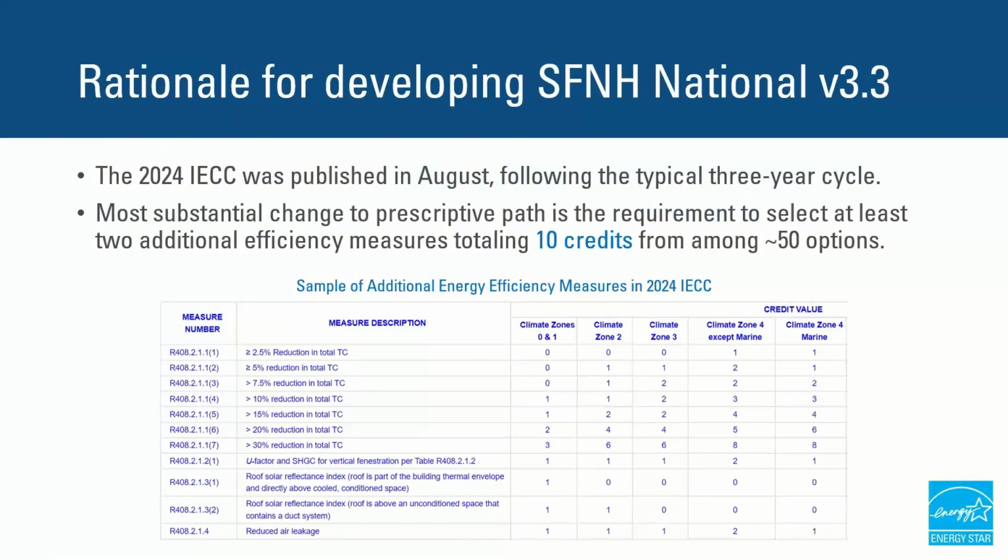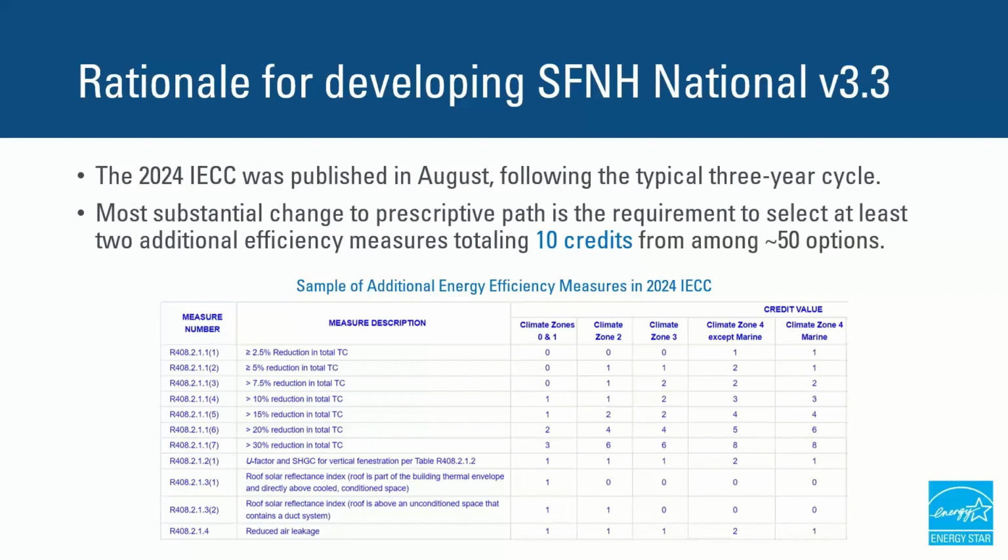The reason we're contemplating new versions is that the 2024 edition of the International Energy Conservation Code, or IECC, was published this August, following the typical 3-year cycle. The most substantial change to note in the prescriptive path is a requirement to select at least 2 additional efficiency measures from among 50 or so options that total at least 10 credits.